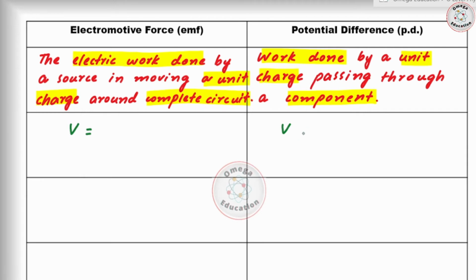Now, for the electromotive force, we generally say V equals work done on the charge. And for the potential difference, we have pretty much the same thing, but we generally prefer to write it as energy converted per unit charge.